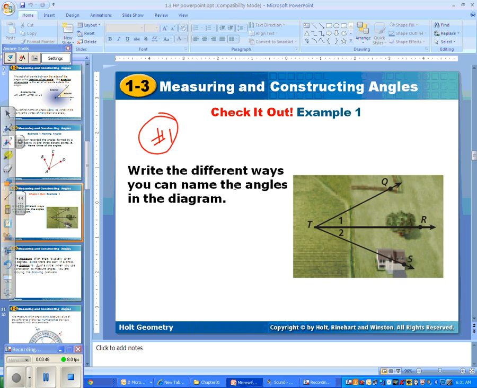Write the different ways you can name the angles in the diagram. Hopefully you can see this. Let's see. I can count 1, 2, 3, 4, 5, 6 different ways. I'll get you started. The easier ones are angle 1 and angle 2.